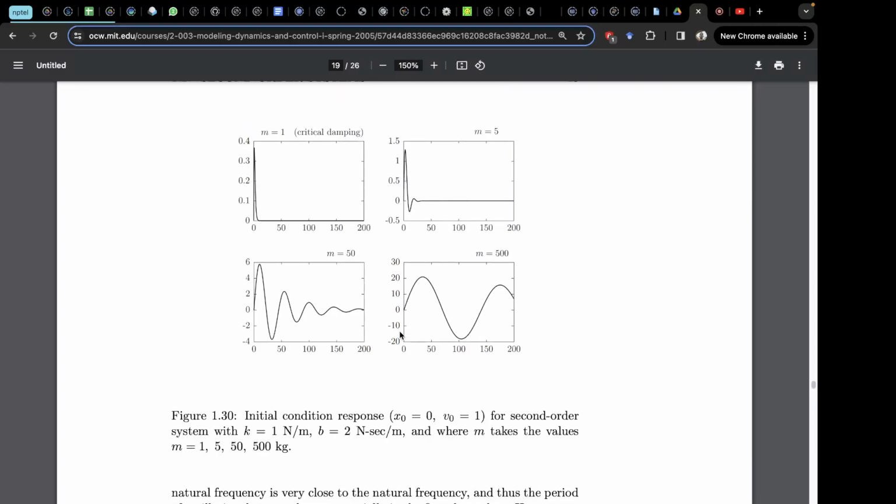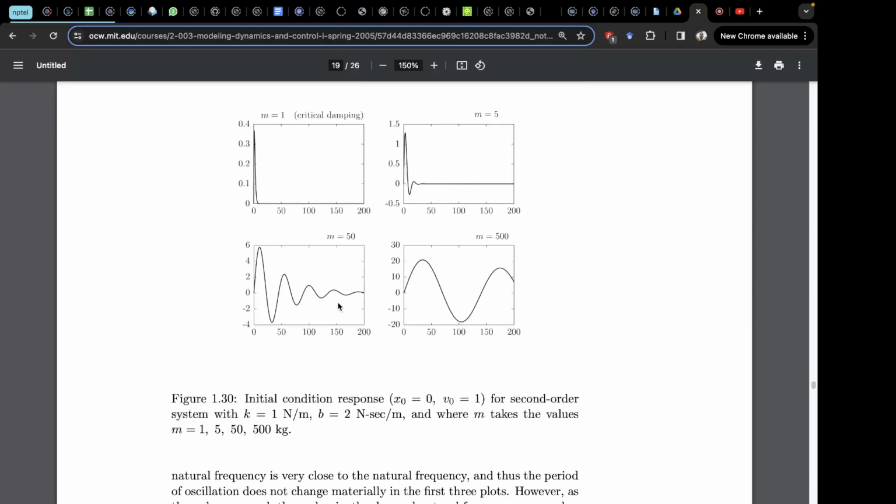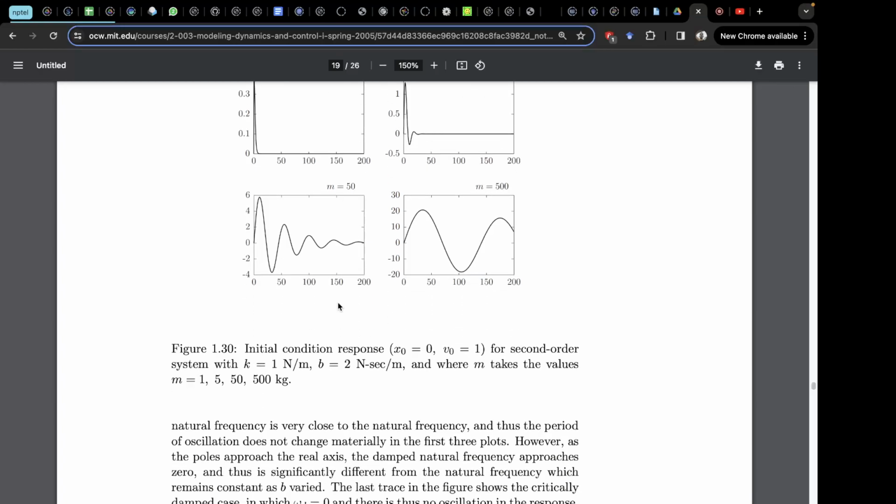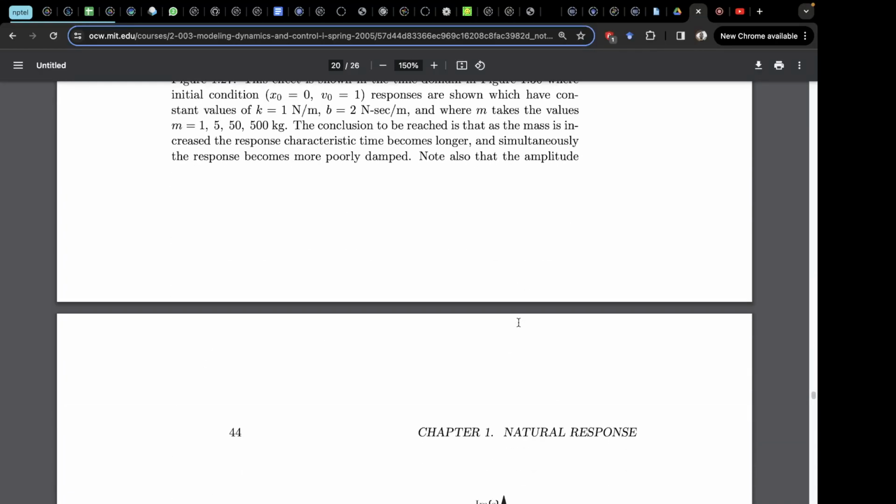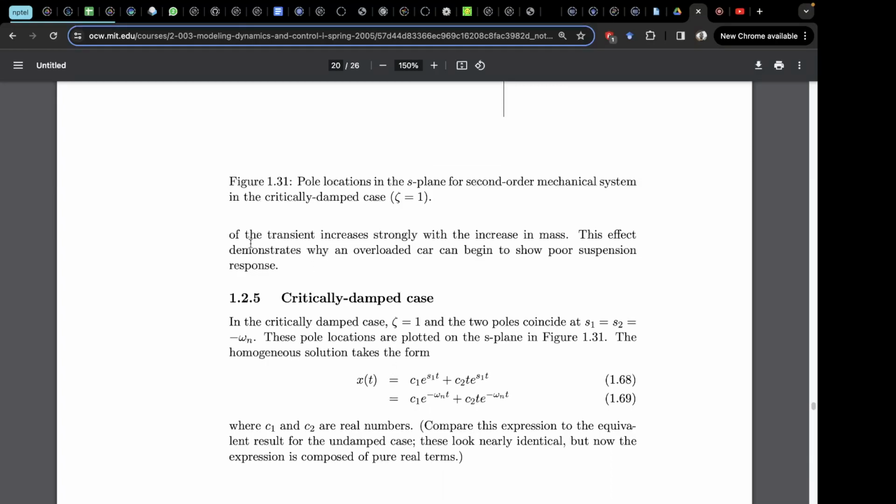But in these cases when we are varying the mass, keeping K and B fixed, we need to look more closely to understand these patterns of how the damping changes and how the natural frequency changes. And the last comment is that the amplitude of the transient increases strongly with increase in mass.